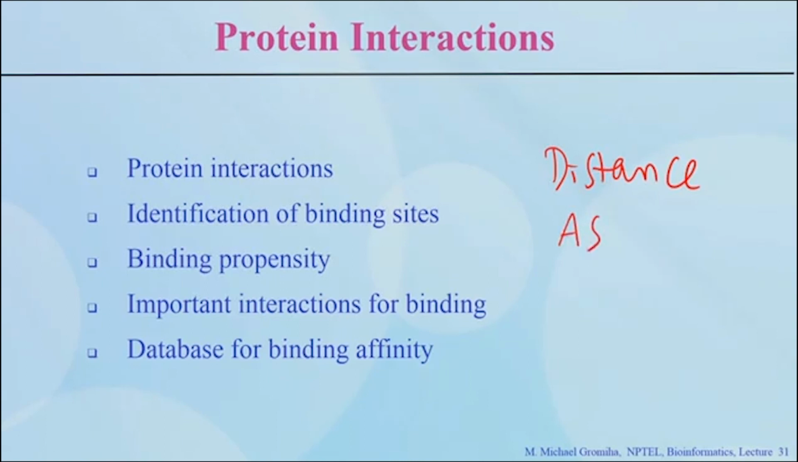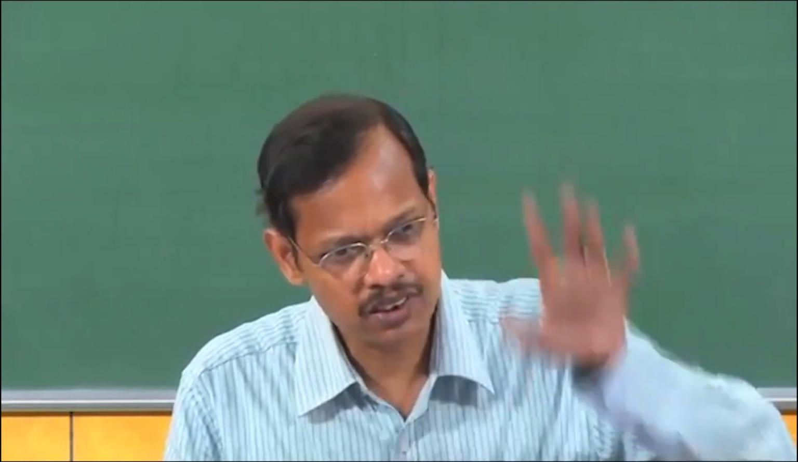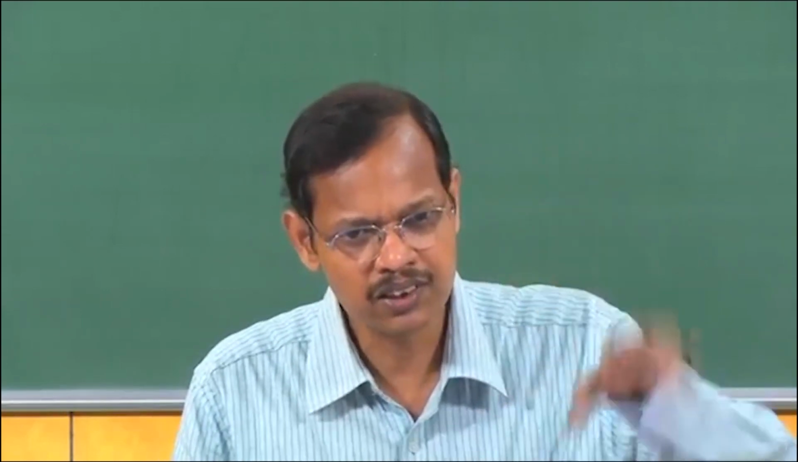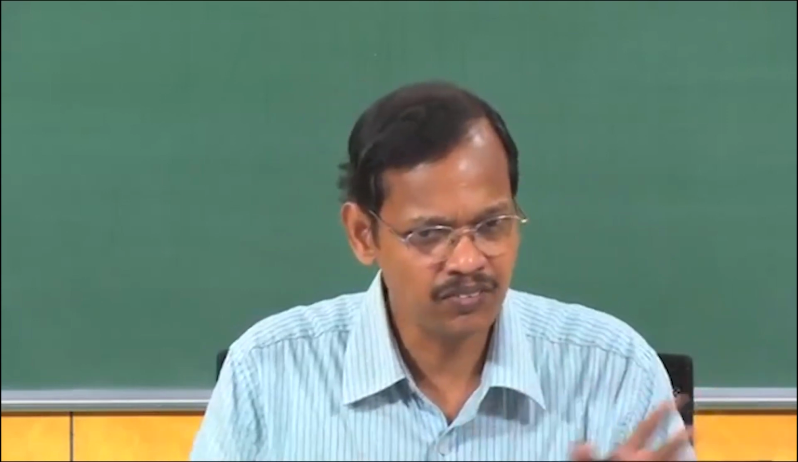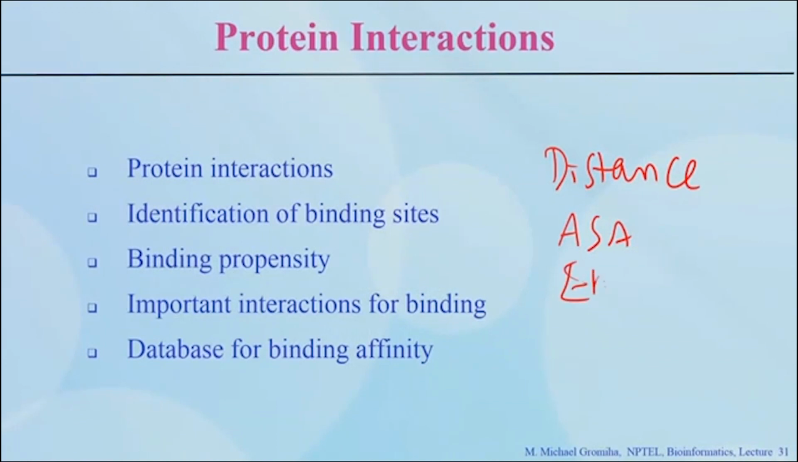Then we have the accessible surface area based approach. In this case, we take the accessible surface area for the whole complex, cut it into pieces, take the unbound one, and see the difference. If there is a difference in ASA, then they are in the interface. Then we take the energy-based approach. We calculate the interaction energy and, based on it, make a cutoff, say 1 kilocalorie per mole. If it is less than that, we can say this is the interface. Using this information we identify the binding sites, and from the binding sites we calculate the binding propensity.